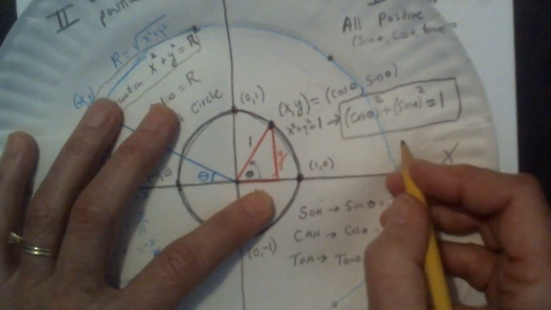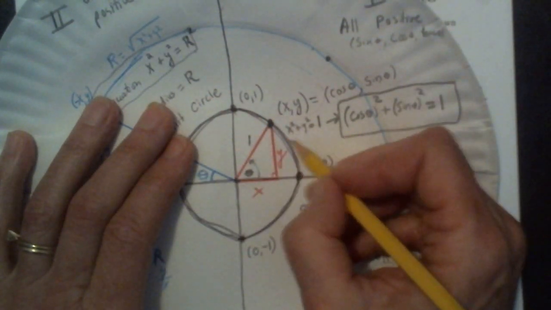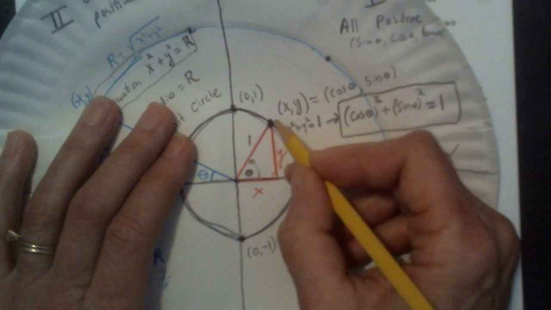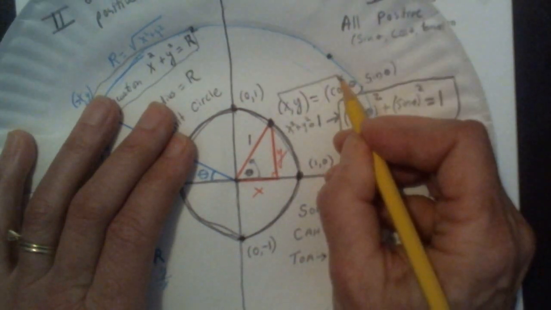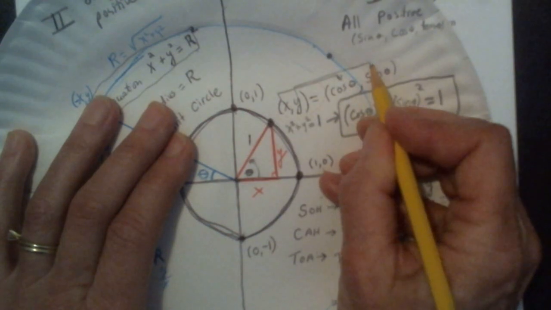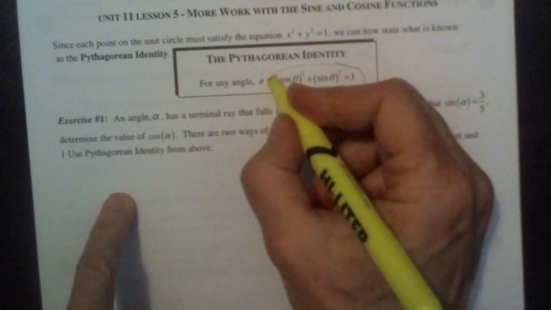This is a really important part of trig. It's called the Pythagorean identity. So all you're doing is taking the equation of the unit circle, x squared plus y squared equals 1, replacing the x with the cosine of theta, replacing the y with the sine of theta, and then you've got this new equation. This new equation is up at the top of page 363. It's really, really important, so you should highlight this.